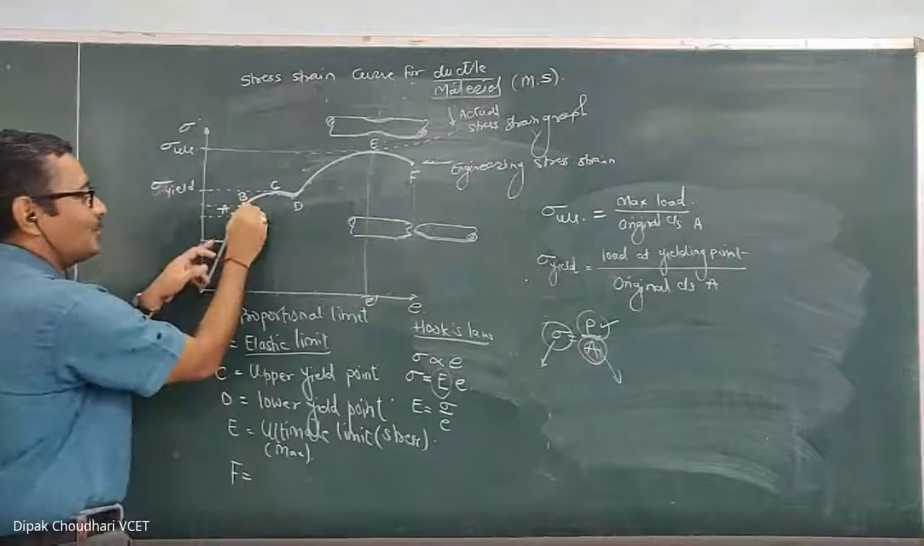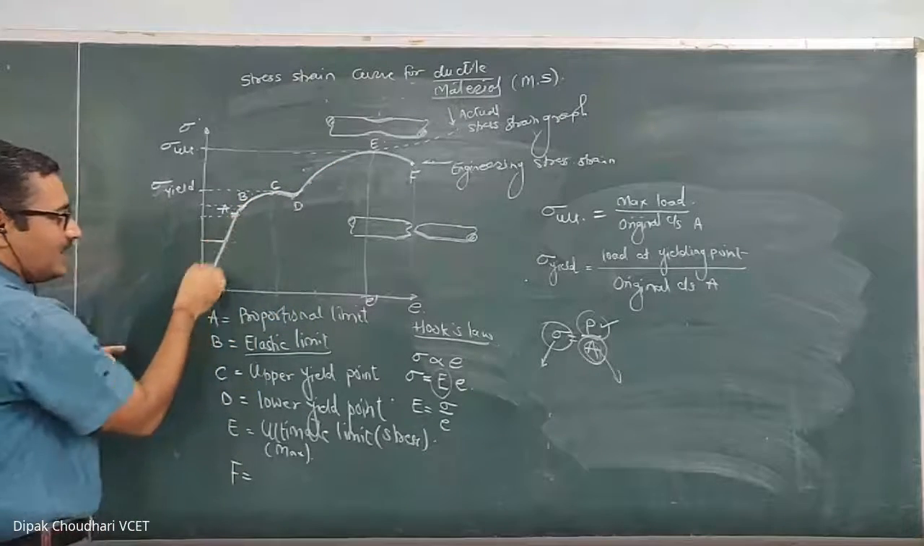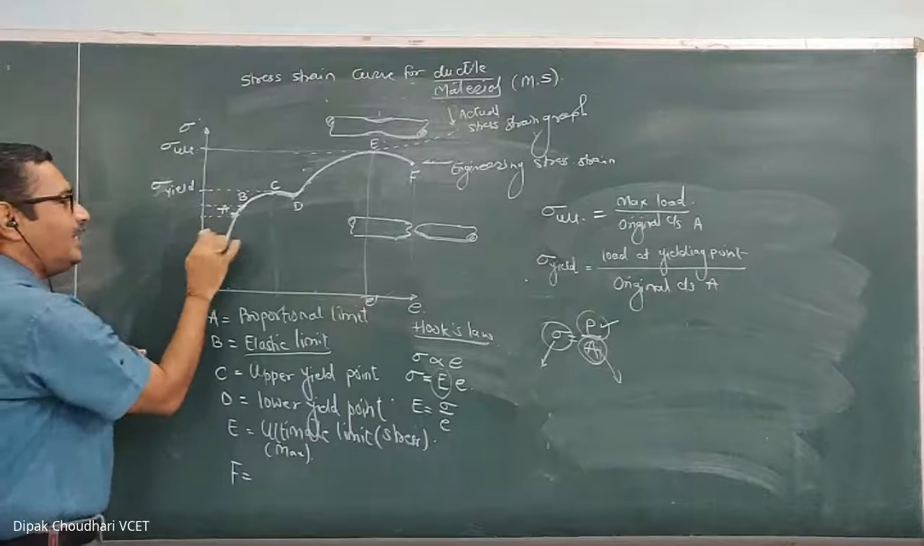We don't have to use all these other values. We can use any value within this proportional limit, depending on that.